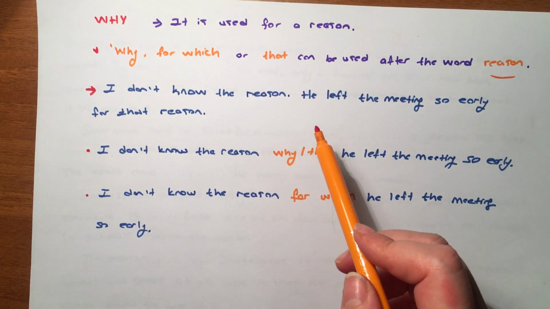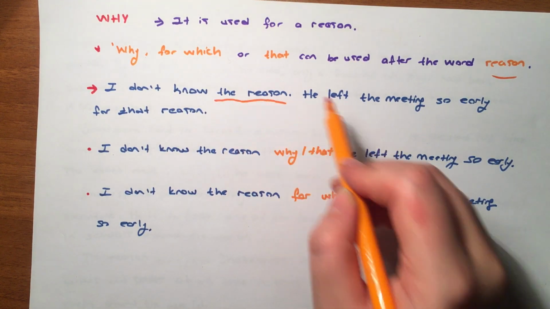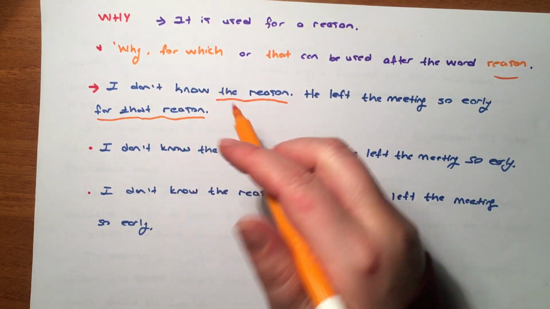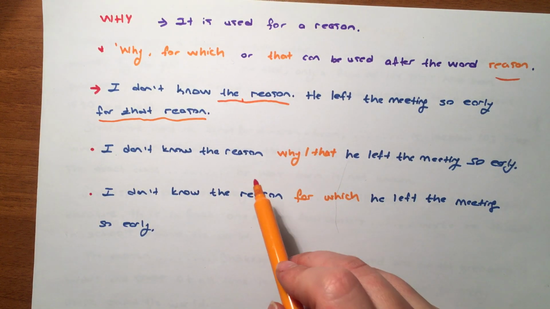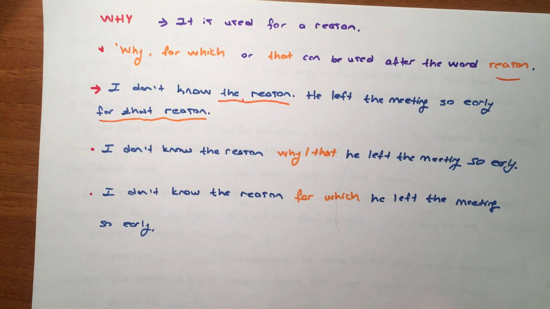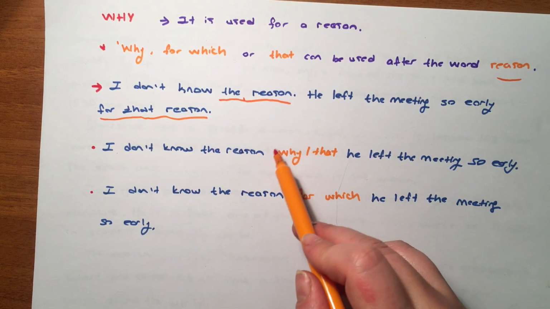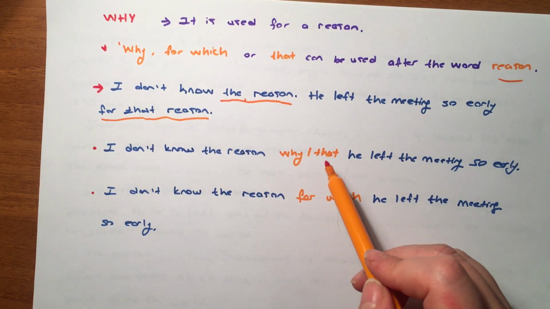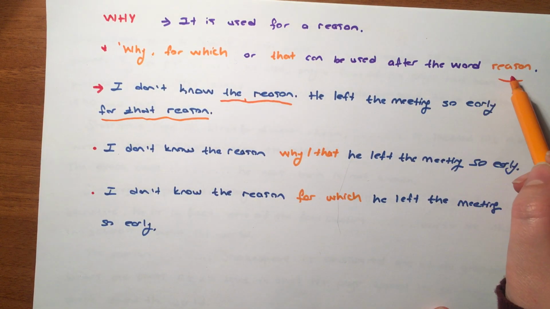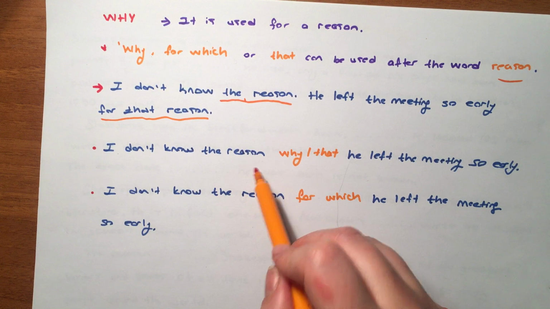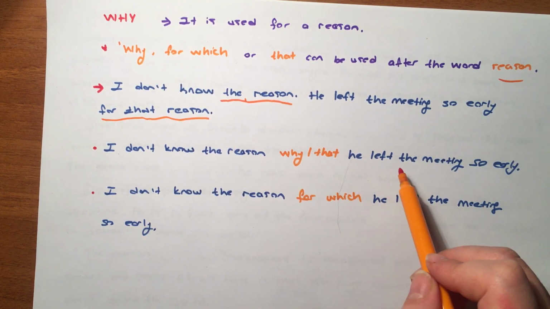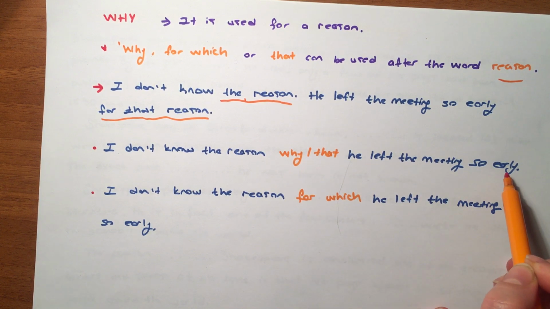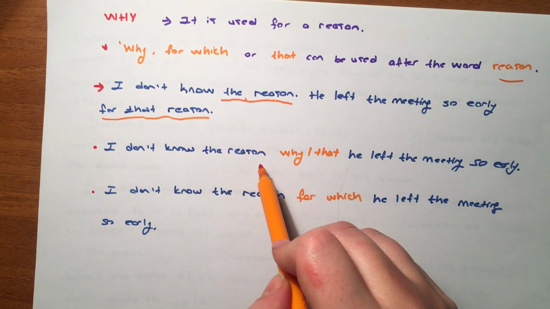I don't know the reason. He left the meeting so early. For that reason. Okay, for that reason refers to the reason. Let's make a relative clause: I don't know the reason why or that he left the meeting so early. As we said before, you can use why or that or for which after the word reason. Okay, it's our relative adverb, relative clause, and it's the main clause.